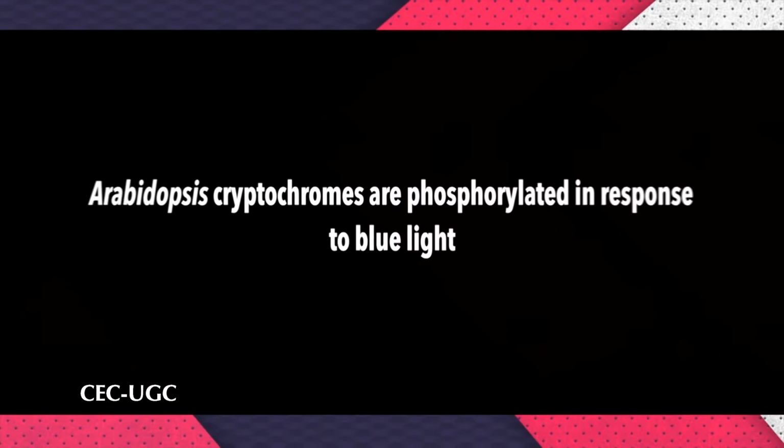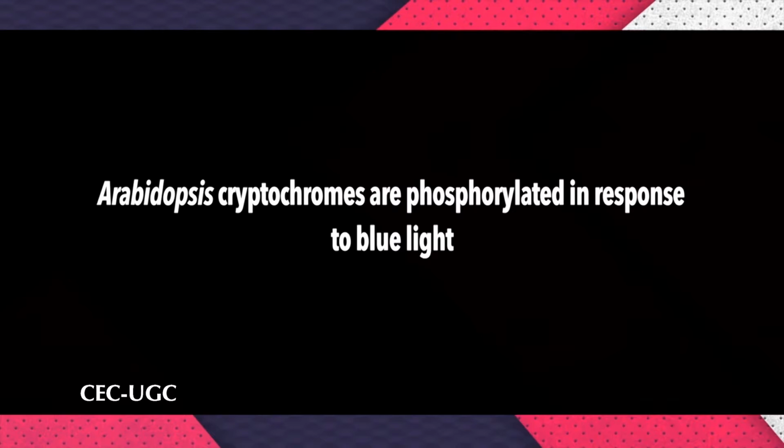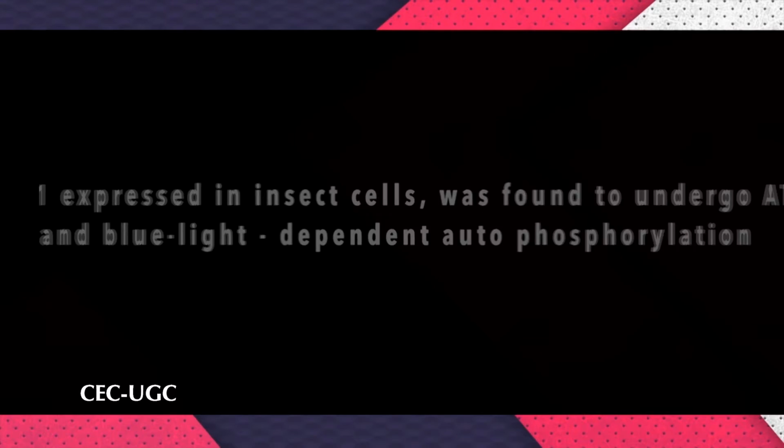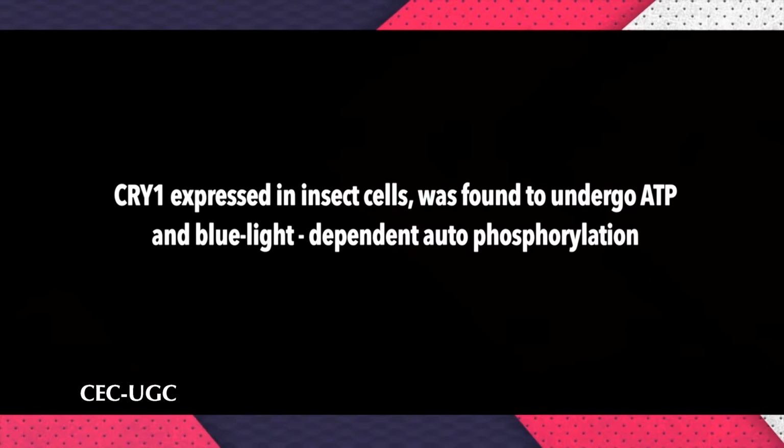Phosphorylation is one of the mechanisms involved in the regulation of cryptochromes. The Arabidopsis cryptochromes are phosphorylated in response to blue light. This is associated with the function and regulation of the photoreceptor. Moreover, CRY1 cryptochrome in insect cells was found to undergo ATP and blue light dependent autophosphorylation. However, till date, it is not known whether animal cryptochromes also bind to ATP. The exception lies with the mouse cryptochromes, which are phosphorylated.